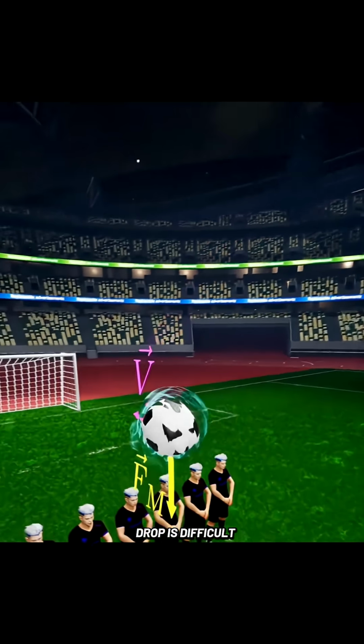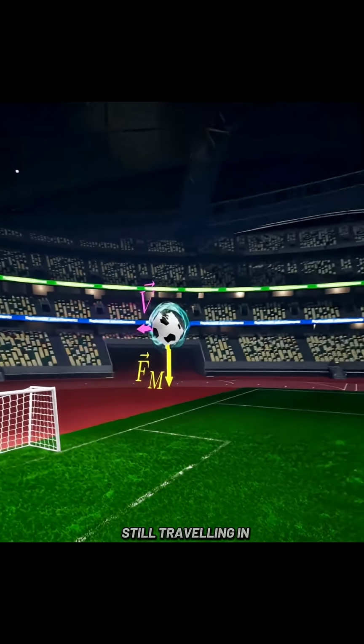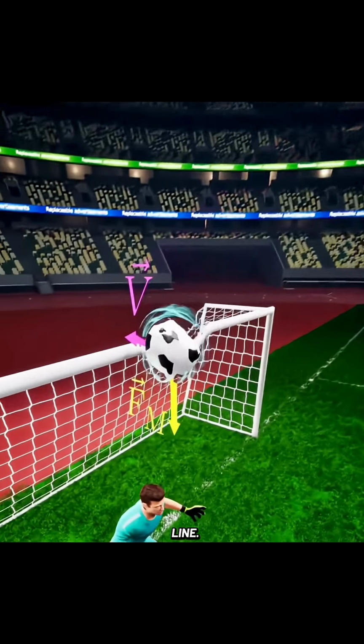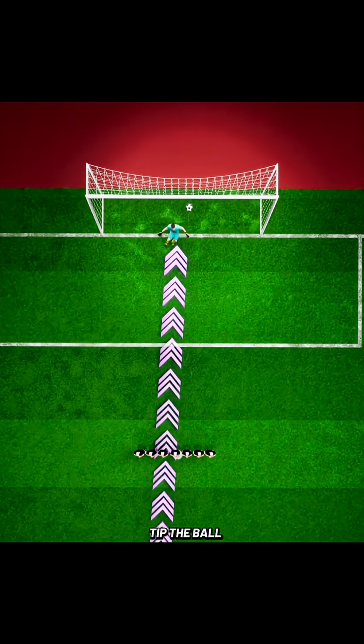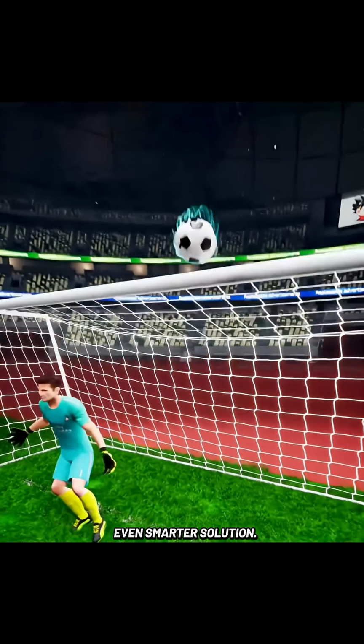Although the sudden drop is difficult to anticipate, the ball is still traveling in a relatively straight line. As long as the goalkeeper stays in the middle and times the jump correctly, they can still tip the ball over the crossbar. So you come up with an even smarter solution.